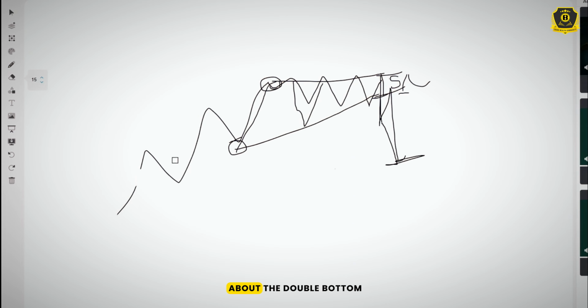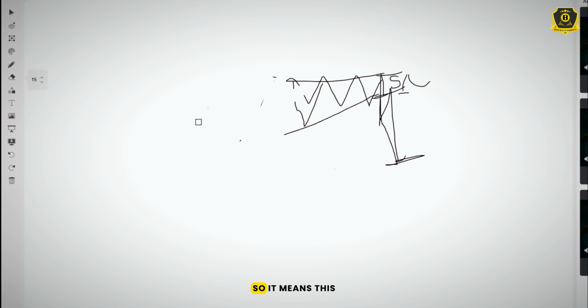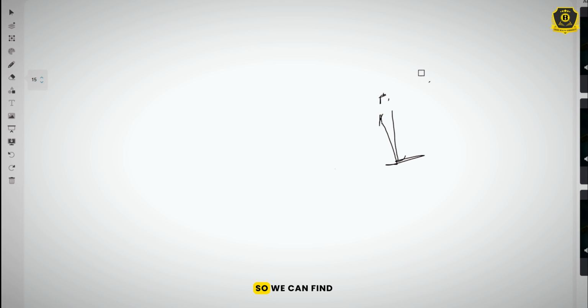So these all are the uptrend reversal. But what about the double bottom? What about the inverse head and shoulder? It means the price is going down, and after that the market went up so much. So we can find one reversal pattern. After the breakout of this neckline, we can take the opportunity and enter that trade.